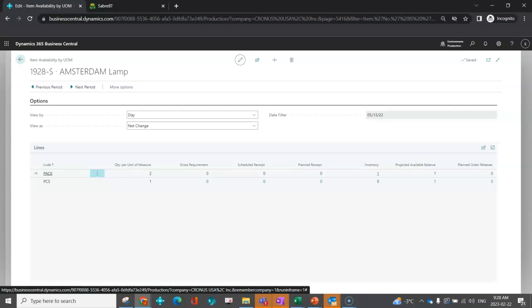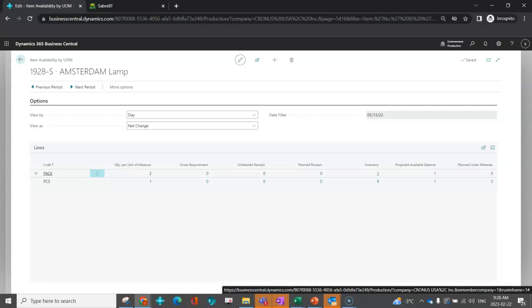Of course, we have all the same stuff that we had previously with the gross requirement, able to see scheduled receipts, planned receipts, and use that for a little bit more in-depth analysis on my items.